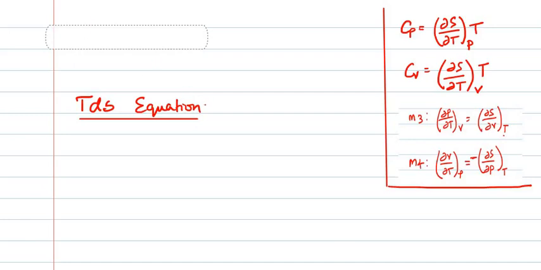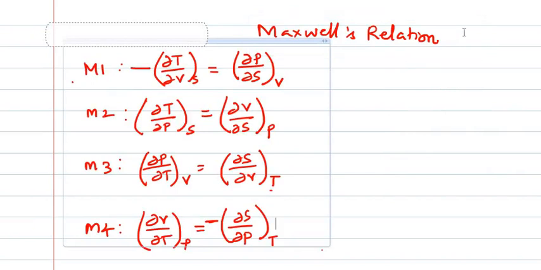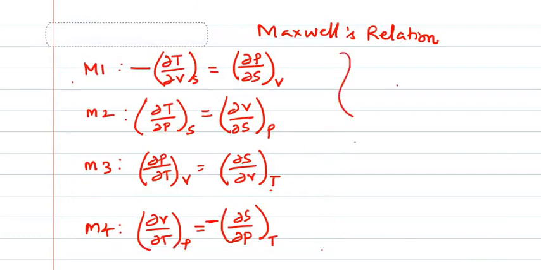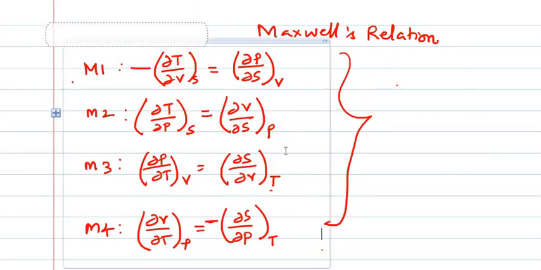TDS equations. So before going to these TDS equations, we shall see the results of the Maxwell's derivation. In the Maxwell's relation derivation, we have got these 4 equations. Out of these 4 equations, we'll be using the third and fourth equation in the TDS equation.